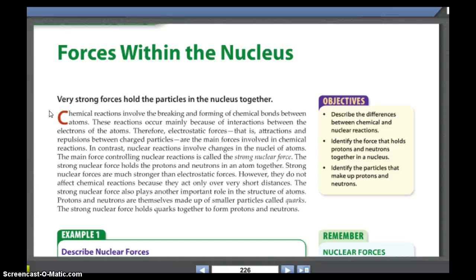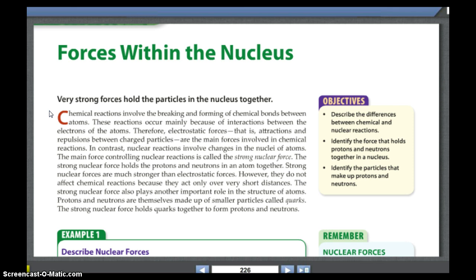In contrast, nuclear reactions involve changes in the nuclei of atoms. The main force controlling nuclear reactions is called the strong nuclear force. The strong nuclear force holds the protons and neutrons in an atom together. Strong nuclear forces are much stronger than electrostatic forces. However, they do not affect chemical reactions because they act only over very short distances.